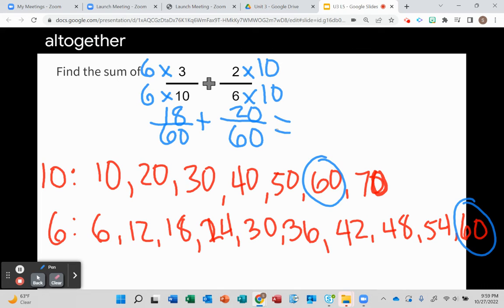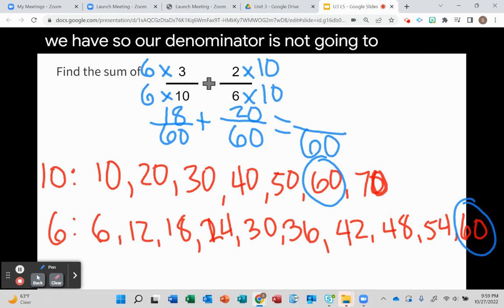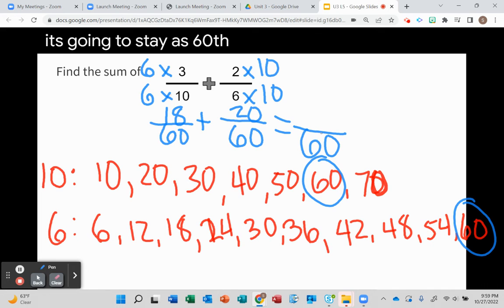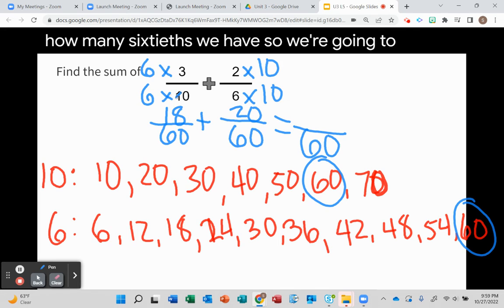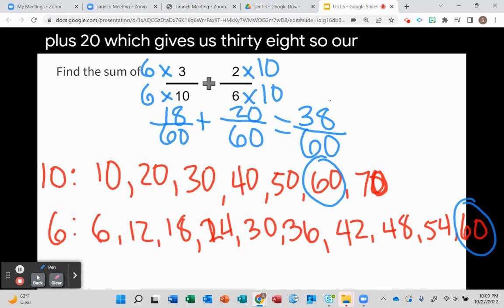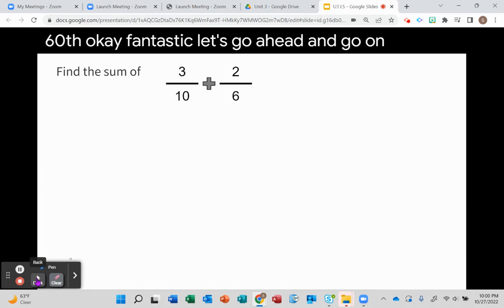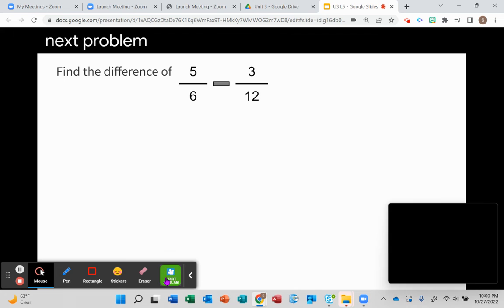So all together, we are going to count up how many 60ths we have. Our denominator is not going to change. It's going to stay as 60ths. We want to find out how many 60ths we have. So we're going to add 18 plus 20, which gives us 38. So our sum is 38/60. Okay, fantastic. Let's go on to our next problem.